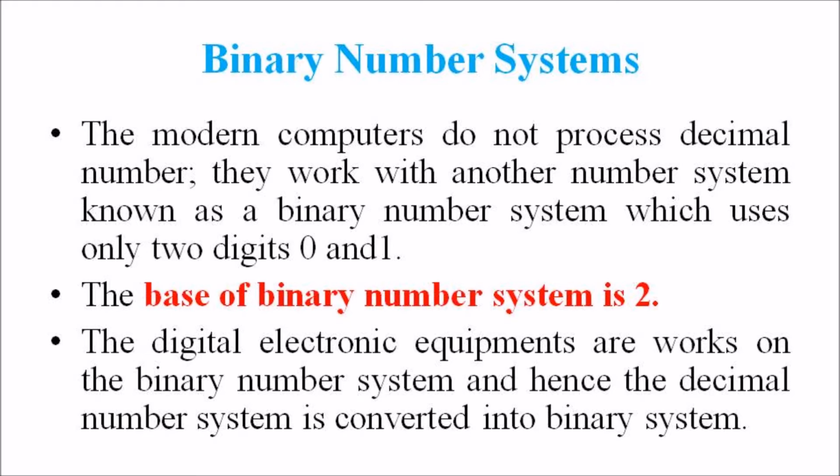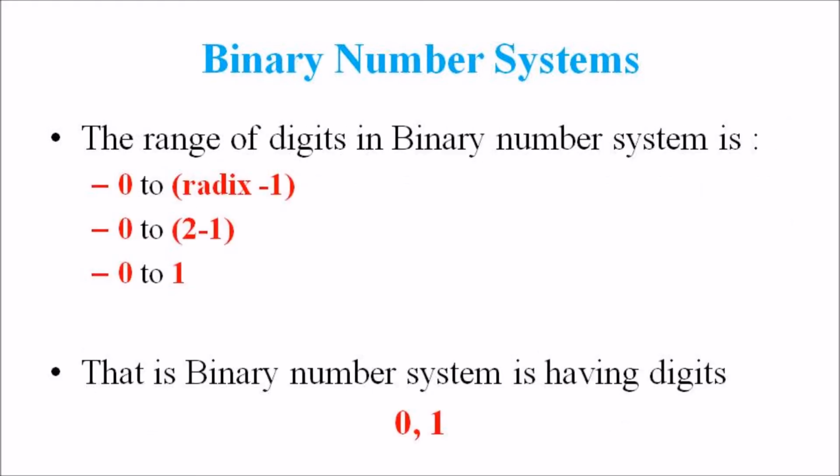The base of the binary number system is 2, and digital electronic equipment works on the binary number system, and hence we have to learn about how a decimal number is converted into a binary number. So as we stated above, the range of binary numbers, only two numbers are available. Those numbers are 0 and 1. And this 0 represents the off condition and the 1 represents the on or signal condition.